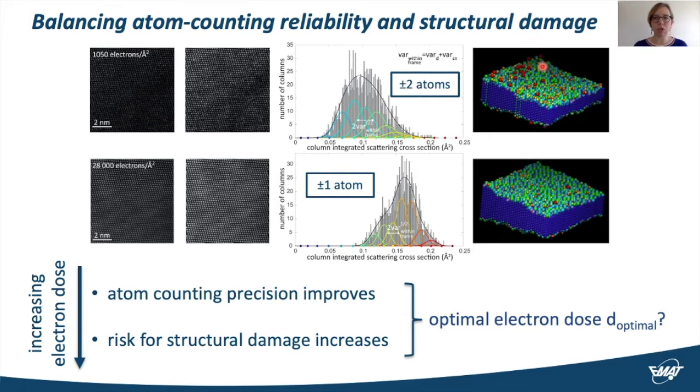This is also clear in this 3D atomic model where we have placed the atoms symmetrically around a common plane. And the limited atom counting reliability gives the impression of a rough surface. If we increase the electron dose, the overlap between neighboring components reduces the atom counting error to plus or minus 1 atom. And also the 3D model now shows a cleaner surface. When further increasing the electron dose, one can imagine that the atom counting reliability improves, but on the other hand, the risk for structural changes will also increase. And the question is then how to optimize the electron dose.